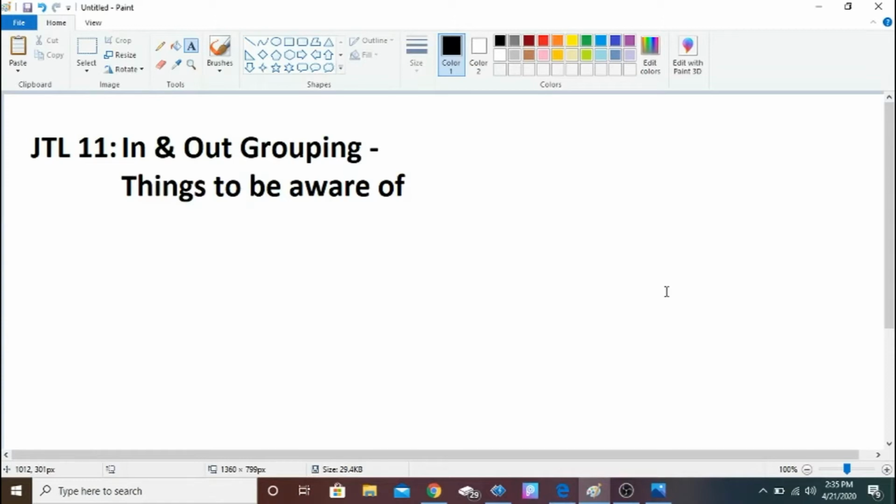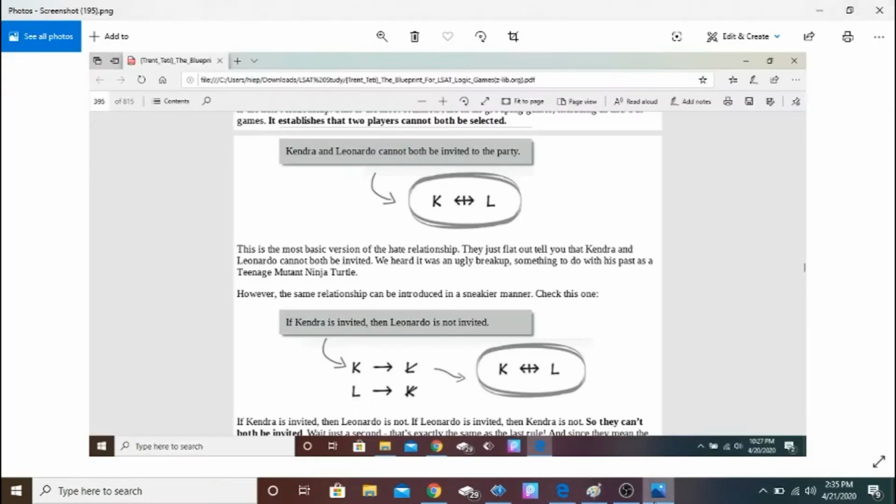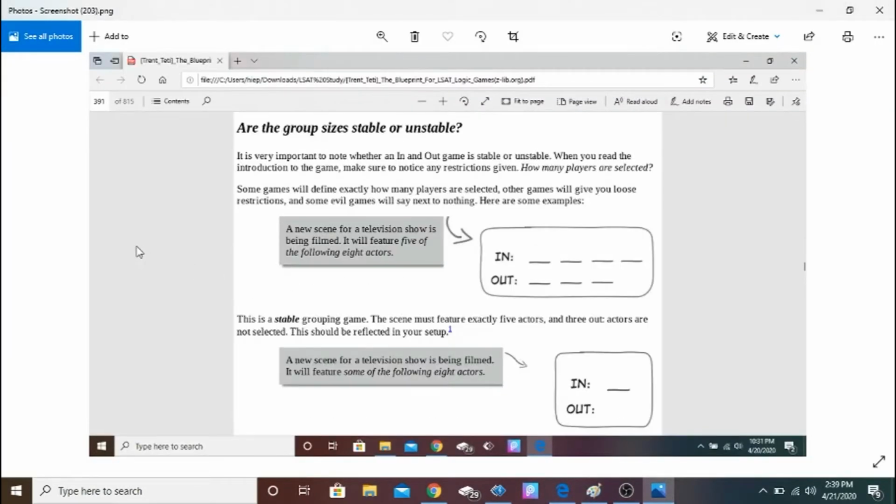games and be beneficial. So here I have open is an example, something to look out for. Are the groups stable or unstable? It's always important, like I said in the other video about grouping games, just to make sure to identify which is which. If it's unstable, you really won't have much to go after. If it is stable, you can easily fill in the slots.